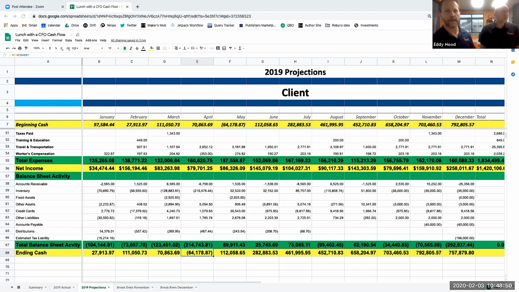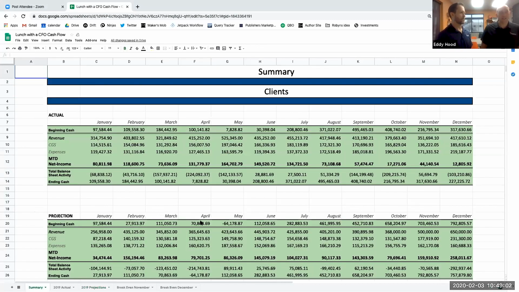Excellent. So now that we've done our projection and our actuals, what we have now is a summary tab. So let's go to the summary tab. And all I've done here is, every month I want to track key metrics from what actually happened versus what we thought was going to happen in the projection.